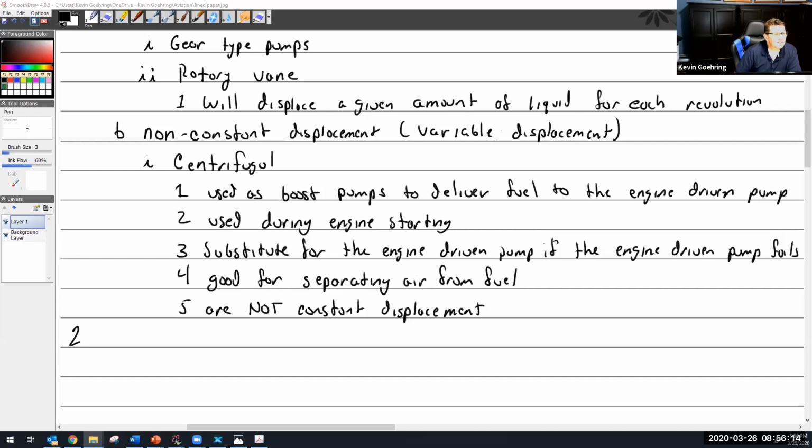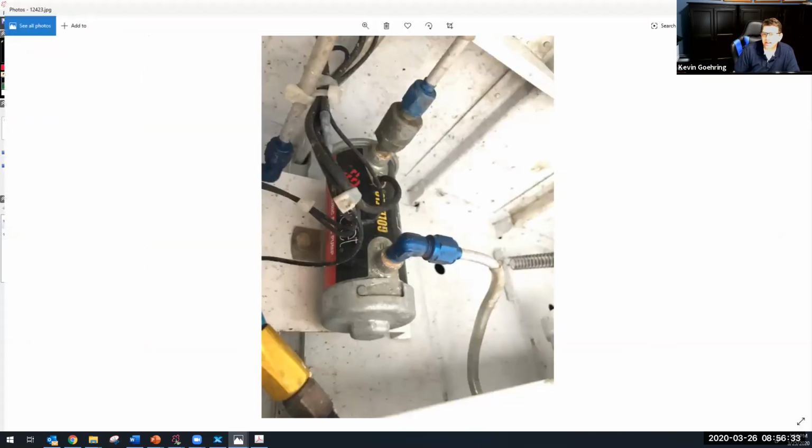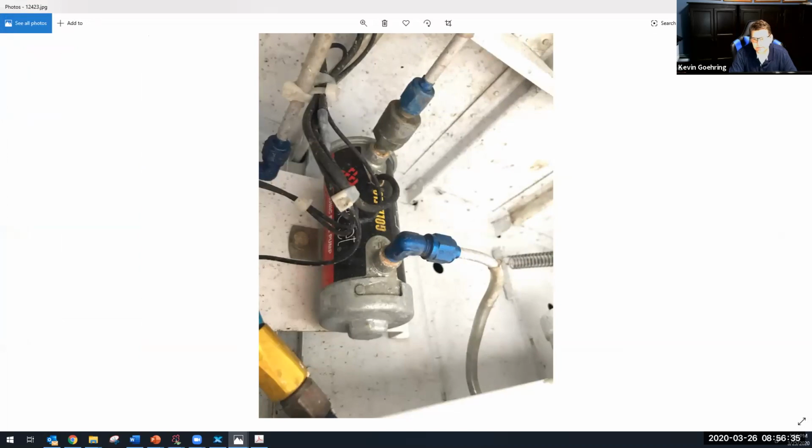It's like the book doesn't even talk about them, which is funny. Oh, here's a picture of it. This is another type of fuel pump, so it's not a centrifugal fuel pump. I don't think your book talks about them at all. I don't think there's any questions about them, but they're actually quite common in aircraft, and they're even common in cars.